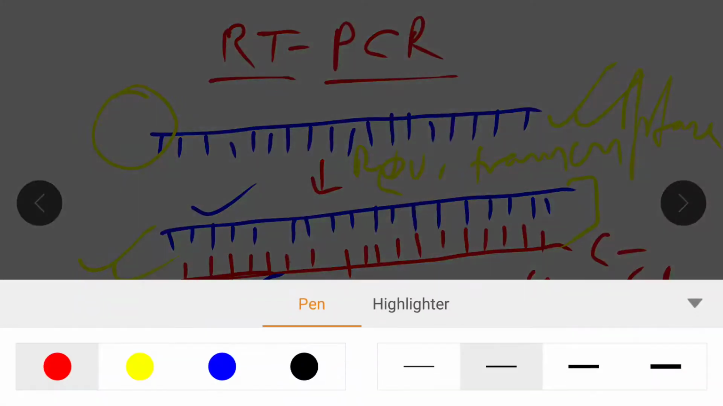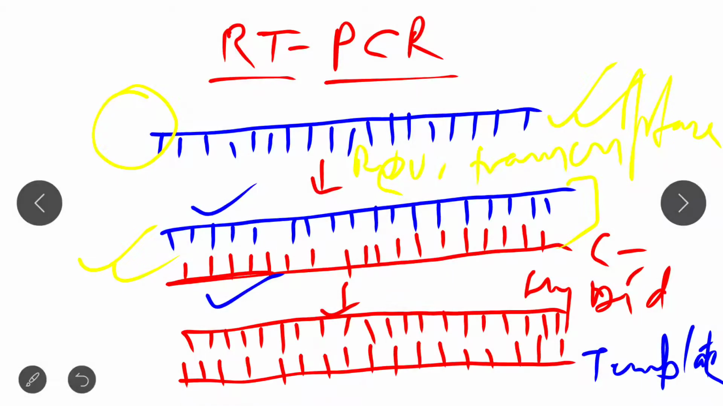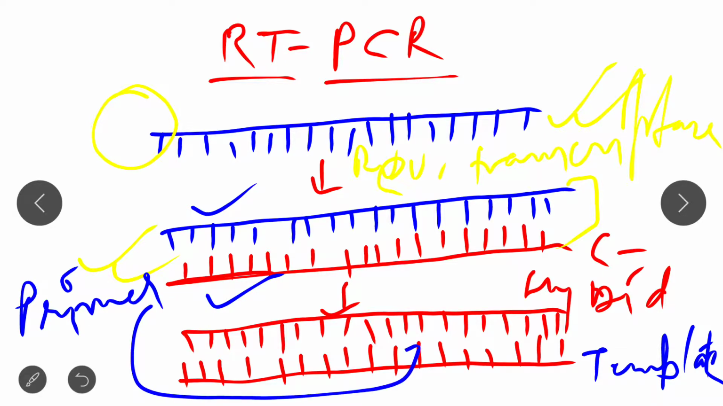For this process, primers are required, as well as polymerase enzyme.